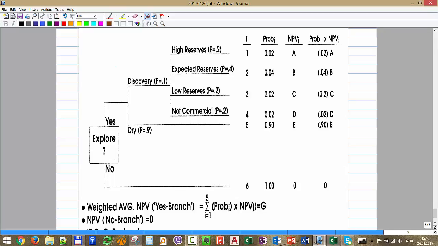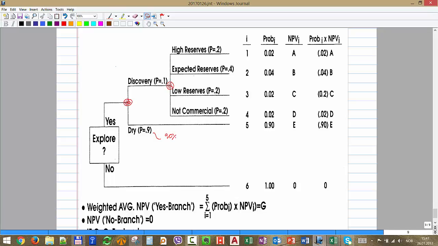Okay, then I decide to explore, and then I have this chance node. This is something that I cannot control. I can be lucky and have a discovery on this well, or I don't have a discovery, and in this case I have a 90% probability that the well will be dry. That is defined for me by an expert. Then if I have a discovery, I have another chance node, and this tells me what I discovered might be big, medium, low, or might be not commercial.